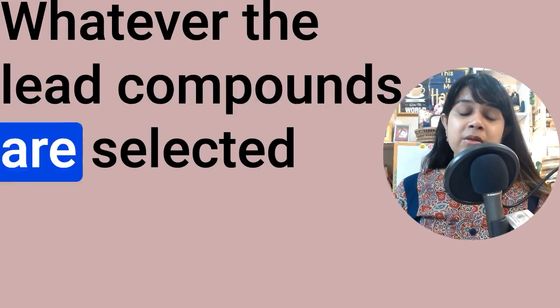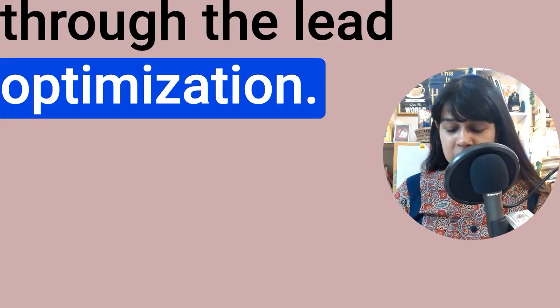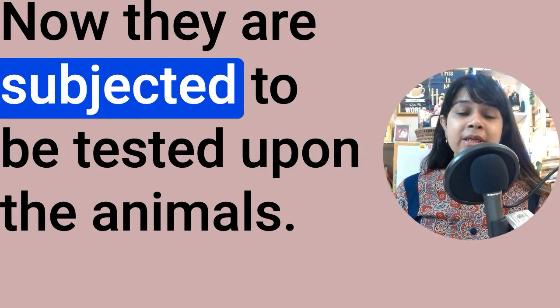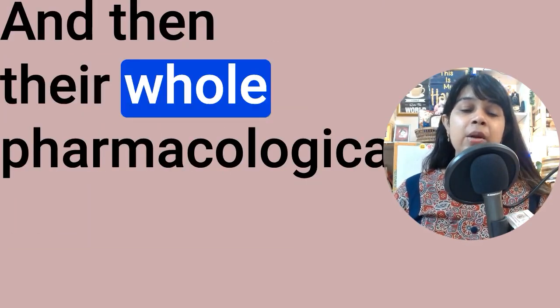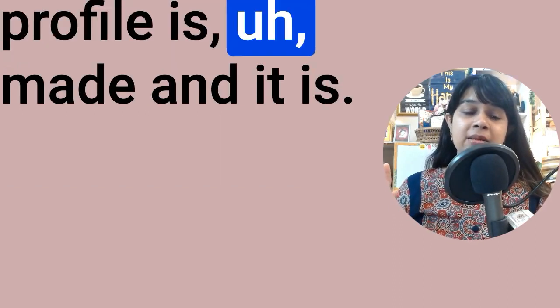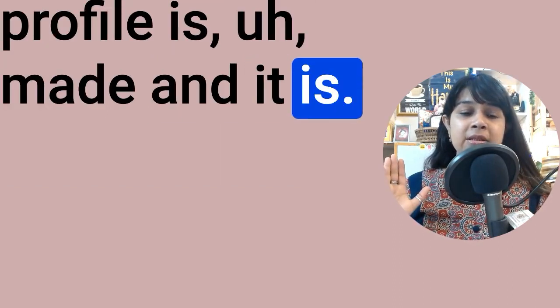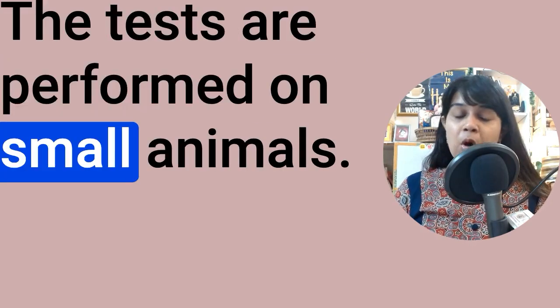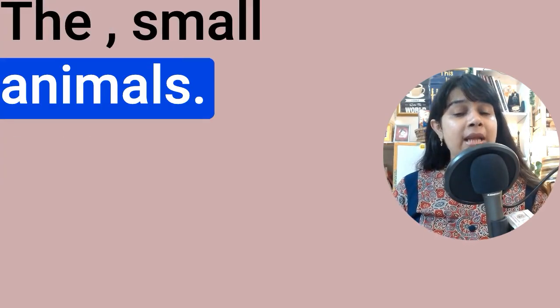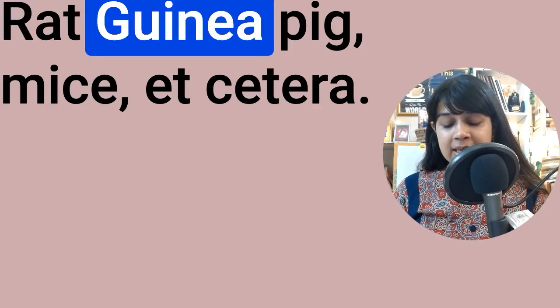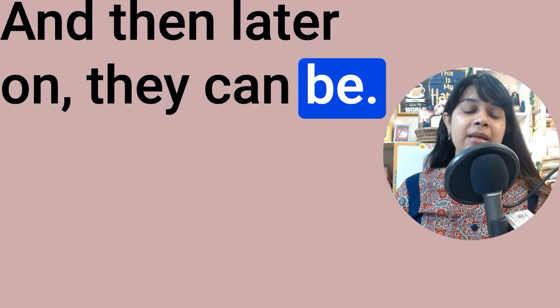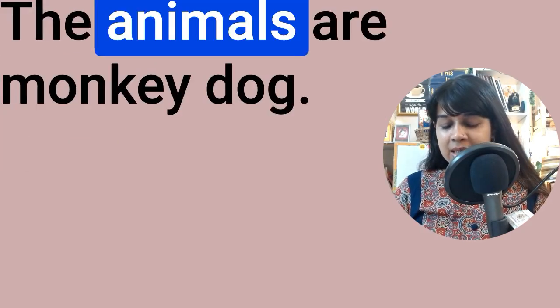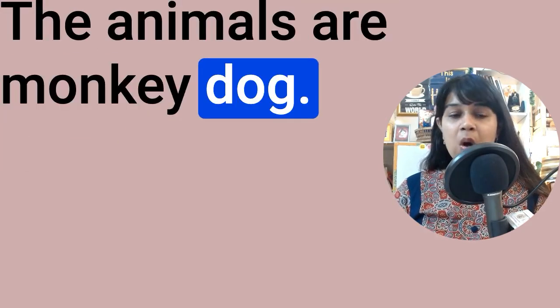Whatever lead compounds are selected through the lead optimization are now subjected to testing upon animals, and then their whole pharmacological profile is derived. The tests are performed on small animals first. Who are those small animals? Rat, guinea pig, mice, etc. And later on they can be tested upon the large animals. Large animals are monkey, dog, cat, etc.